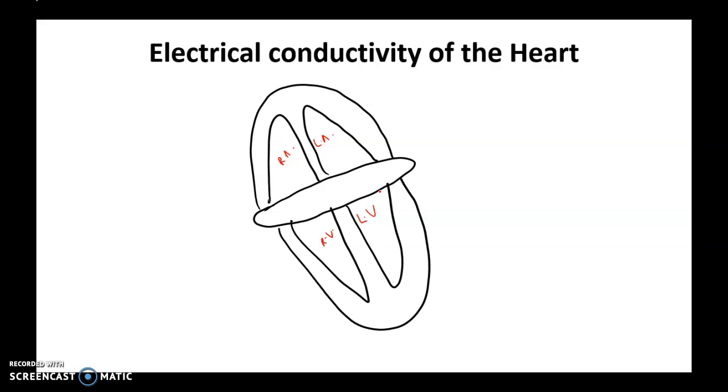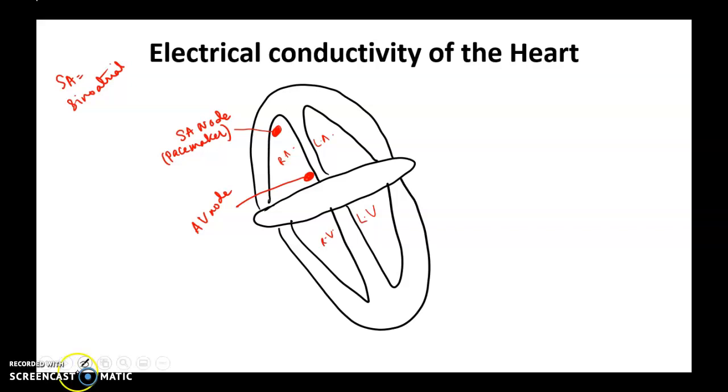Now in the posterior superior side of the right atrium there is a group of specialized cells, and these cells form a structure called the SA node, also known as the pacemaker. SA stands for sinoatrial. Then at the base here there is another group of specialized cells, and this is called the AV node, also known as the atrioventricular node.